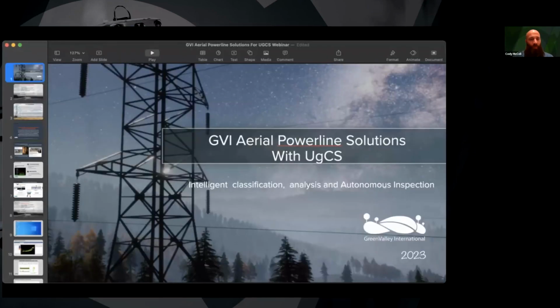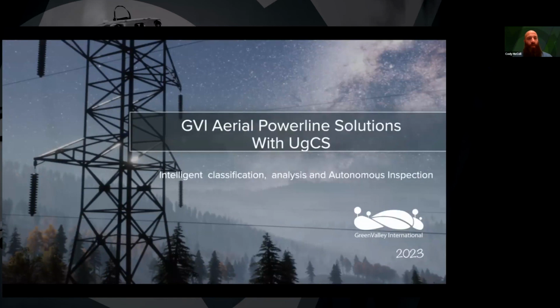We're going to talk about our extremely powerful software, LiPowerline. So GVI's aerial power line solutions coupled with UgCS. It's an intelligent classification, analysis and autonomous inspection software specifically dedicated to the power line industry. We have worked with several different companies around the world to master and perfect our software specifically for that use case in the power line industry, making it much safer and much more clear and visible for what your objective is when it comes to power line management. Next slide.